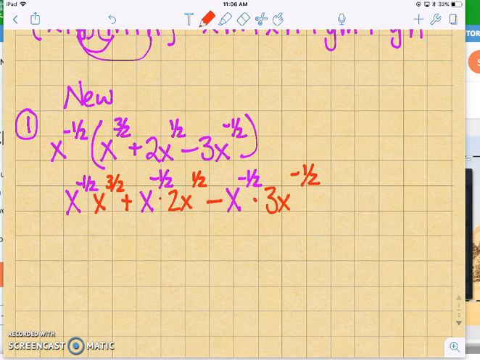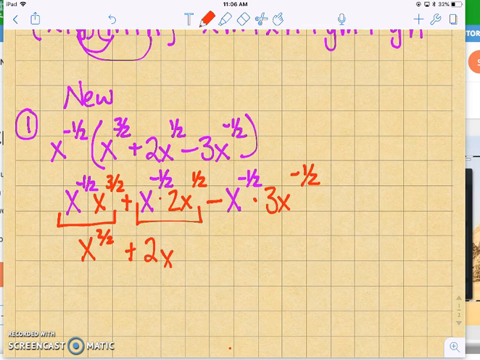And now we're just going to use our rules of exponents. So two bases are the same, so we add those. So negative half plus 3 over 2, that would be 2 over 2, or 1, plus 2x, this next chunk here, negative half and negative half is 0, minus 3x, negative half and negative half is negative 1.